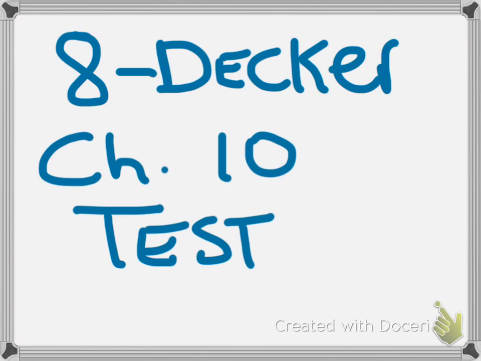Your directions for multiple choice just indicate the answer choice that best answers the question. Number 1, who was the nation's first vice president? A. Benjamin Franklin, B. George Washington, C. John Adams, D. Samuel Adams.